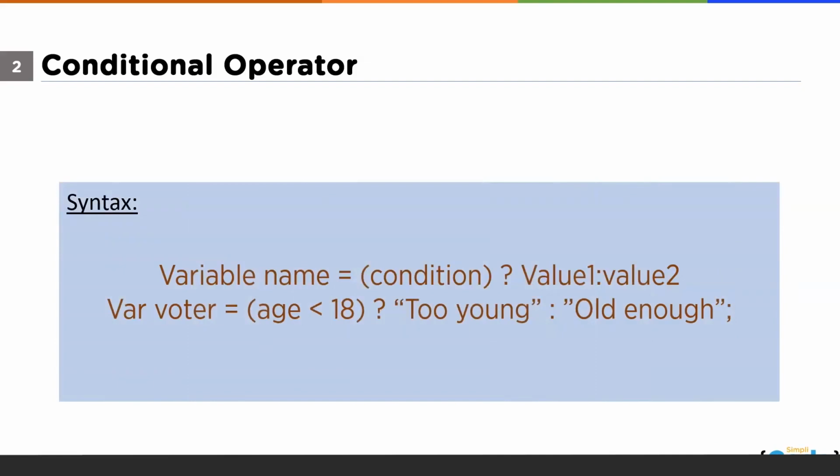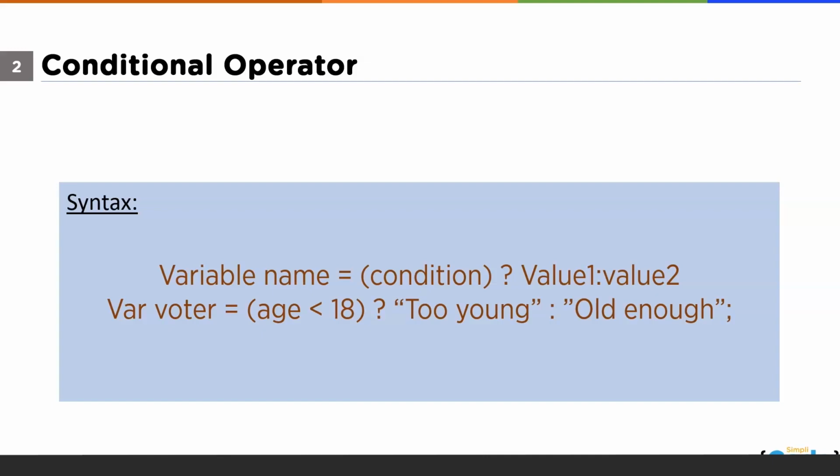So here is the syntax for conditional operators. It seems pretty straightforward, right? Here you can see we have a variable name, we have a condition. Depending upon the condition, we have two values. Here's the example as well. You can see we have a variable voter. Next up we have a condition: if age is less than 18. So it will check whether the value of age is actually less than 18. Let's suppose the value of age is 15. So it will check if 15 is less than 18, it's true. Then it will print too young. Or if the value of age is greater than 18, then the condition is false, and it will print old enough here.